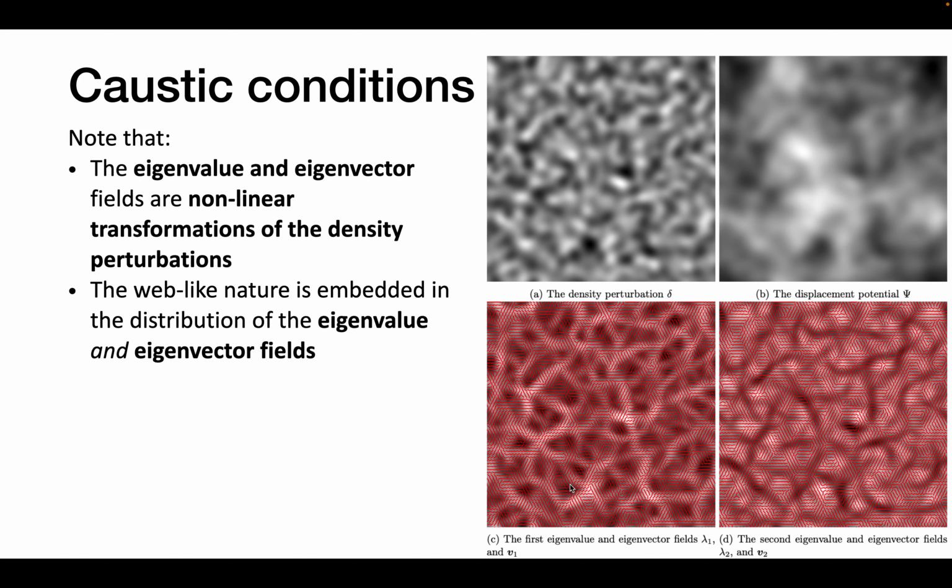And what you can see in the lower panels is that you can already see a lot of the spider web network which we see in the cosmic web. And indeed, these eigenvalue fields are a very nice tracer of the nonlinear structure which occurs and forms during gravitational collapse, which we know as the cosmic web.